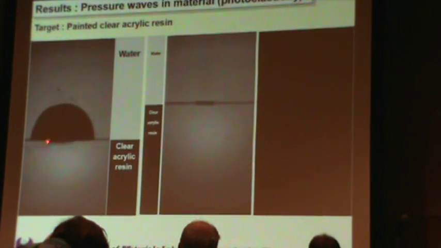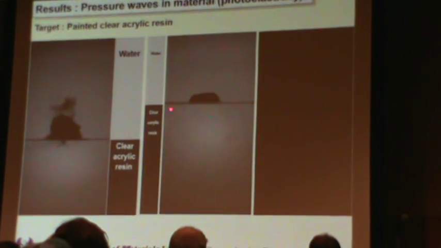Now I'd like to show the shock wave in the material. In this case, I use photoelasticity. So I put clear acrylic resin in the water. So the bubble develops and collapses. You can see some black and white pattern. So this is the propagation of the shock wave in the material.